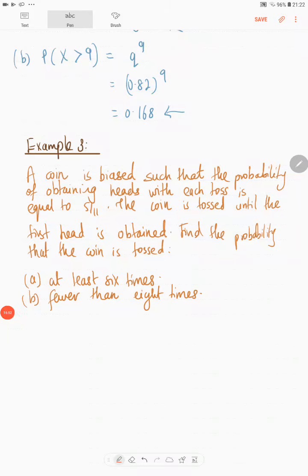We have another example where we will make use of these two important results, that is, the probability X greater than r, which is equal to q power r, and then the probability X less or equal to r, which is 1 minus q power r.